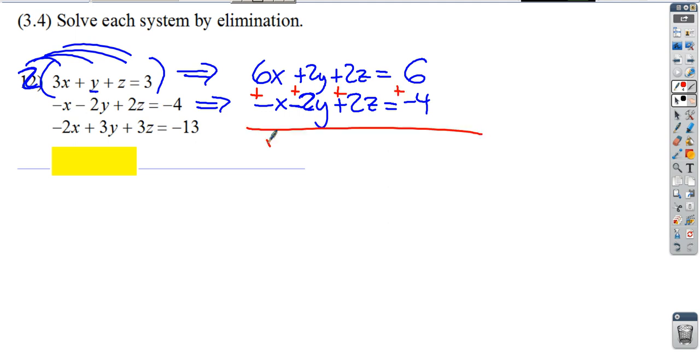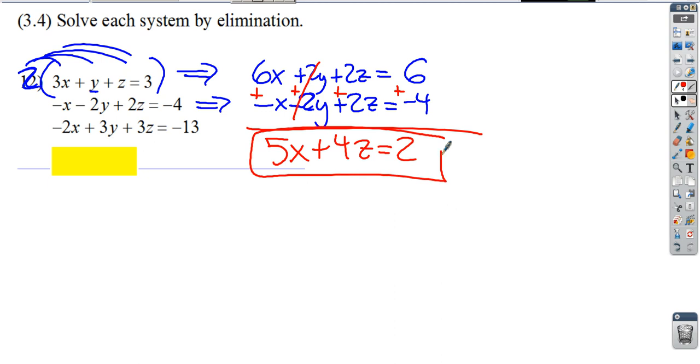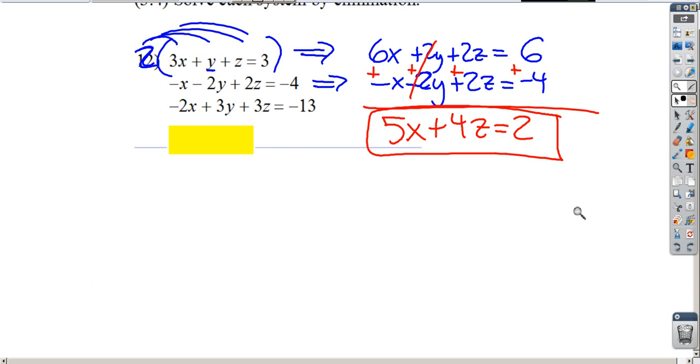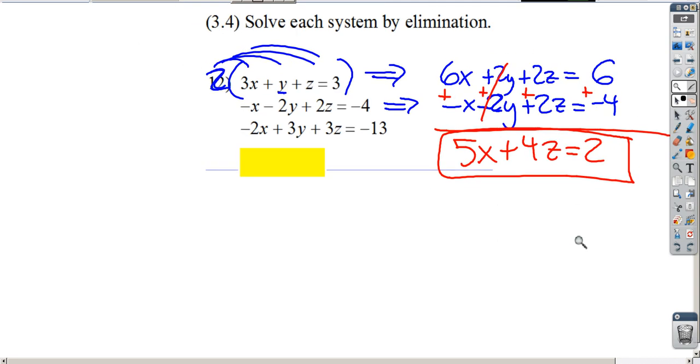6x plus negative x is 5x. Those go away. 2z plus 2z is 4z. And 6 plus negative 4 is 2. So when I have it down to 2 variables, I'm going to box it off. The reason I do that is because we know how to solve equations with 2 variables. We did that before. What we don't know how to do is solve with 3. So when I get something down to 2, I want to save that so I can use it later.